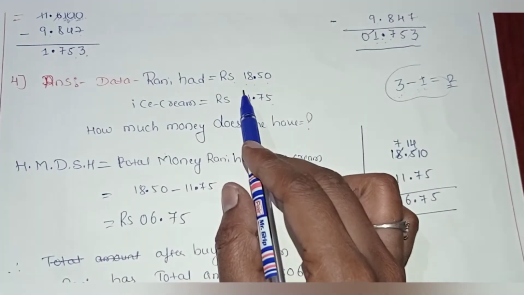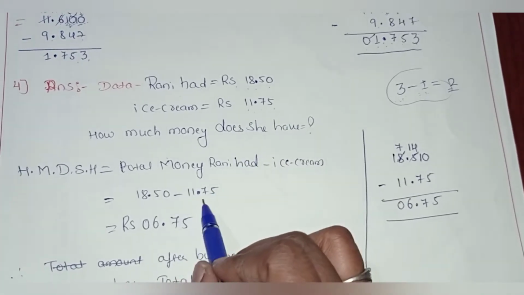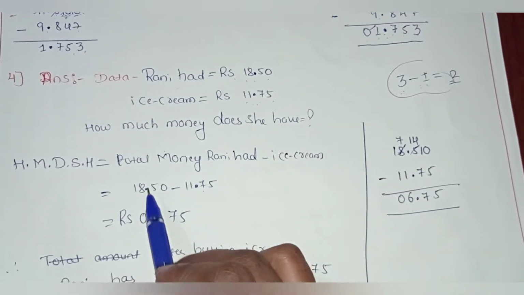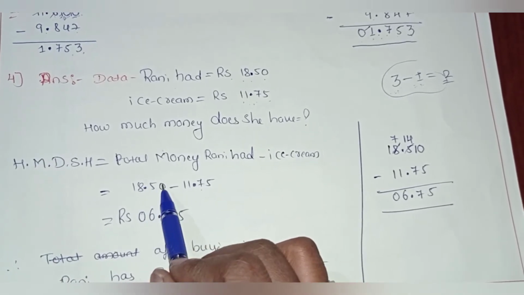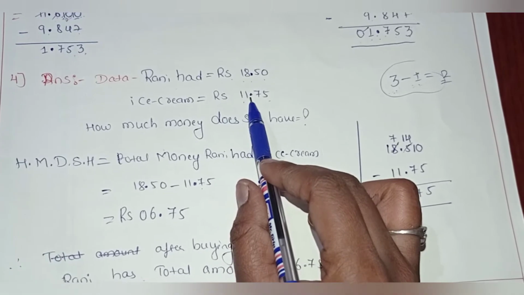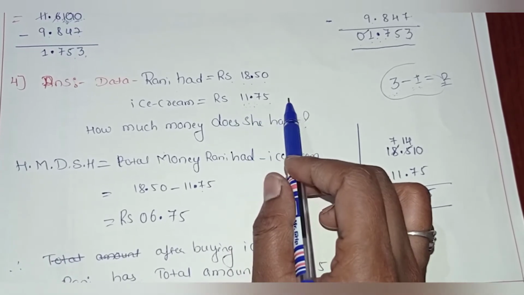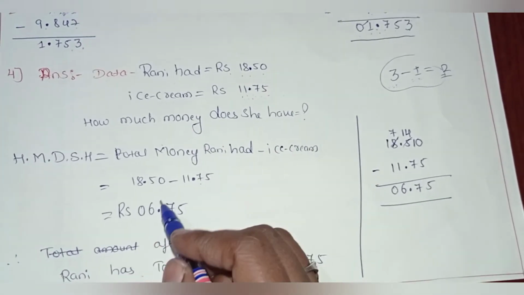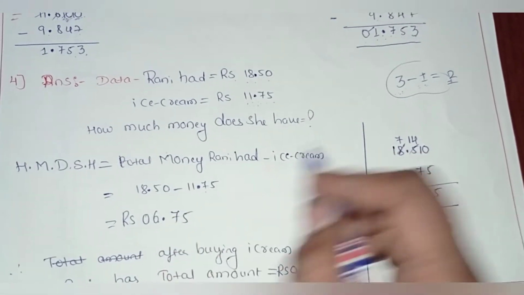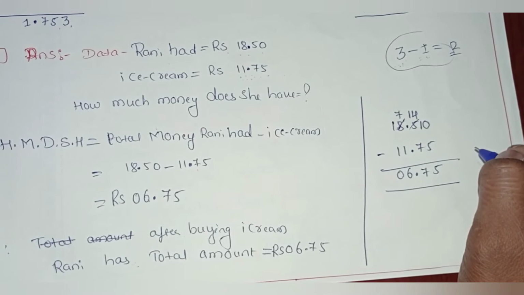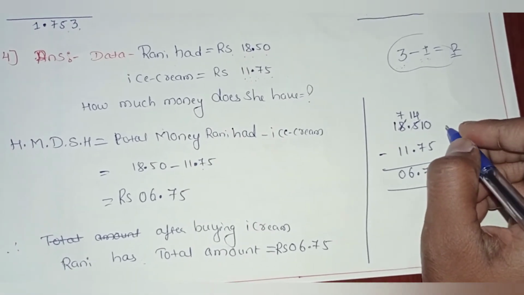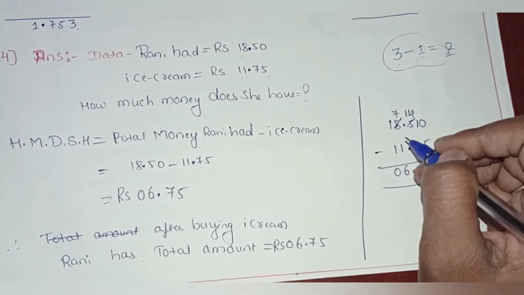So, total money minus ice cream money. Okay? The total money is 18.50 minus the ice cream money 11.75, right? If you are good in subtraction, you can do it directly here, otherwise do the calculation in rough work. Okay, how to do rough work I taught you, right? So draw a separate line and do it.